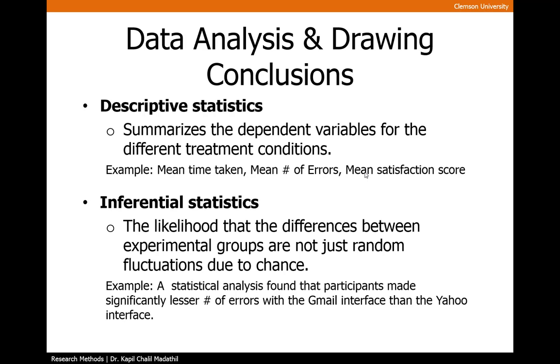Examples of descriptive statistics include mean time taken, the mean number of errors, and the mean satisfaction score. Whereas in the case of inferential statistics, you conduct a statistical analysis and you may find that participants made a statistically significant lesser number of errors with a specific interface when compared to a different interface. For a typical two-group design, the inferential statistical test used is a t-test. And for more than two groups, we use a technique called analysis of variance, or ANOVA.